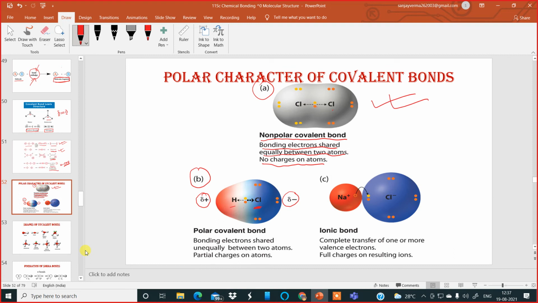As a result of which this bond between hydrogen and chlorine becomes a polar covalent bond. The bonding electrons are shared unequally between the two atoms. Partial charges on atoms are seen. Okay, that is number B.